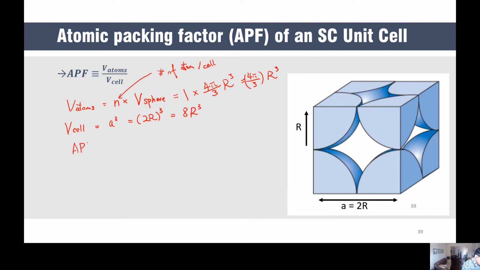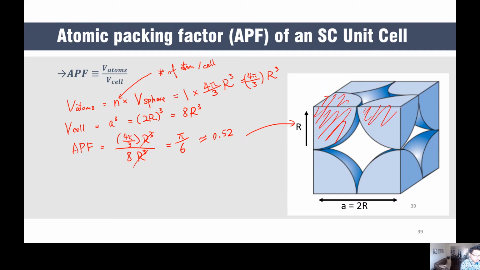The atomic packing factor will be equal to 4 pi over 3 r cubed divided by 8 times r cubed. So we can cancel the r cubed. Then you rearrange that, and you'll get pi over 6, which is equal to 0.52. Okay? So what I'm trying to say is that all the atoms together contribute about 52% of the volume or space in the cube, which is actually the atom.